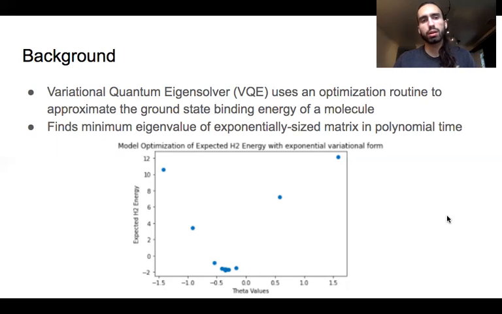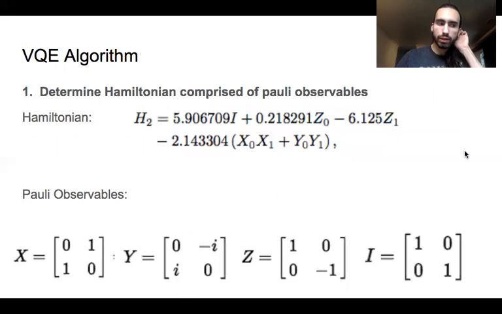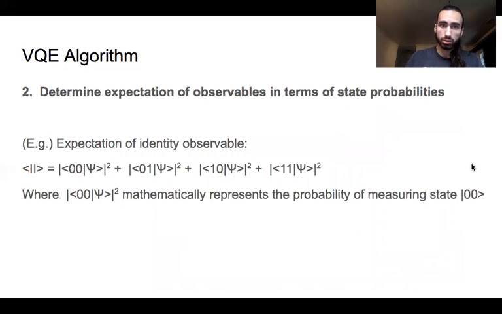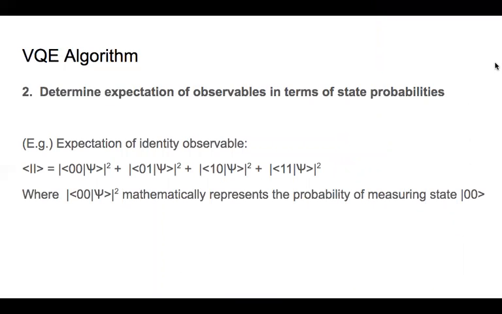the classical counterpart. For the VQE algorithm, first you have to determine the Hamiltonian, which is comprised of Pauli observables. Remember, the Hamiltonian represents the energy of the system. These Pauli observables are measurable quantities that can be represented by matrices: the X, Y, Z, and identity matrices. Once you determine the equation for the Hamiltonian, you determine the expectation of observables in terms of state probabilities.